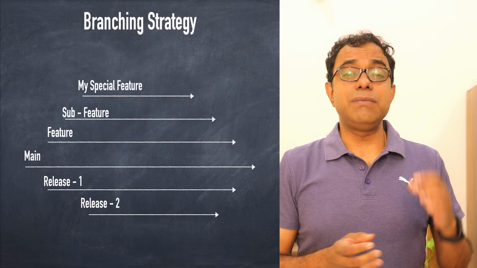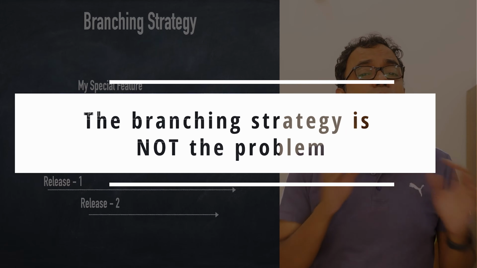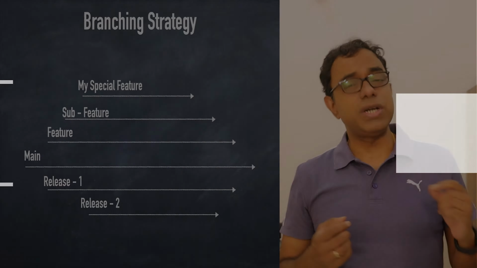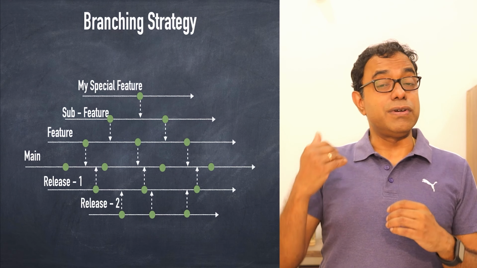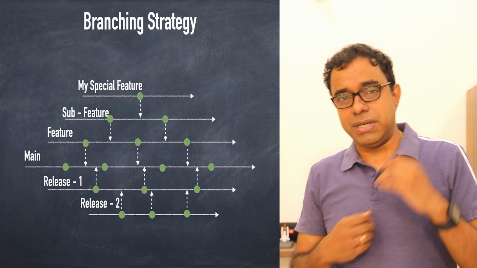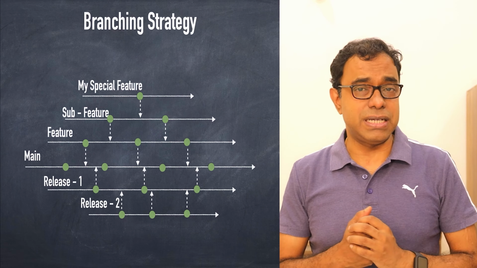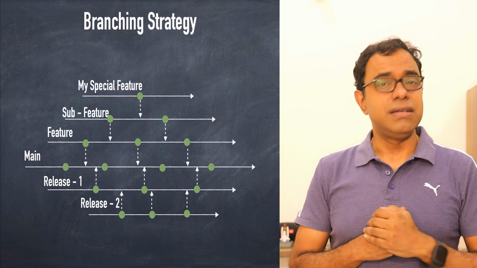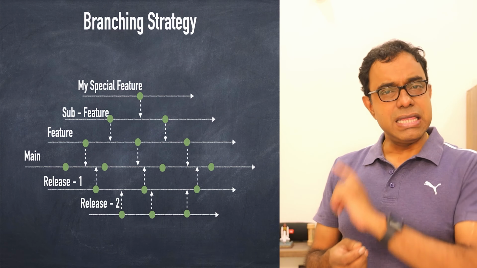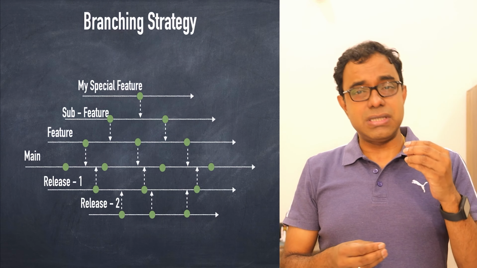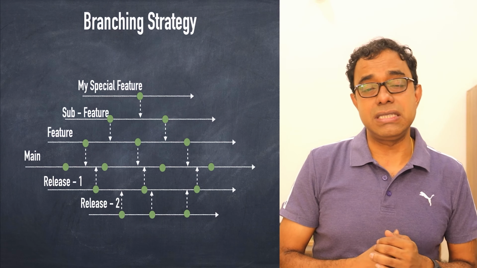Now, you might be thinking that I'm going to say that there is a problem with this branching strategy. No, there is no problem with this branching strategy. You know what the problem is? The problem is when you start merging code from different branches to different branches. This is where the problem is. The problem is not with having multiple branches. If your branches are totally independent, without any relation with each other, fine. But this is the problem, where code is coming from different branches to different branches, and the merge happens.